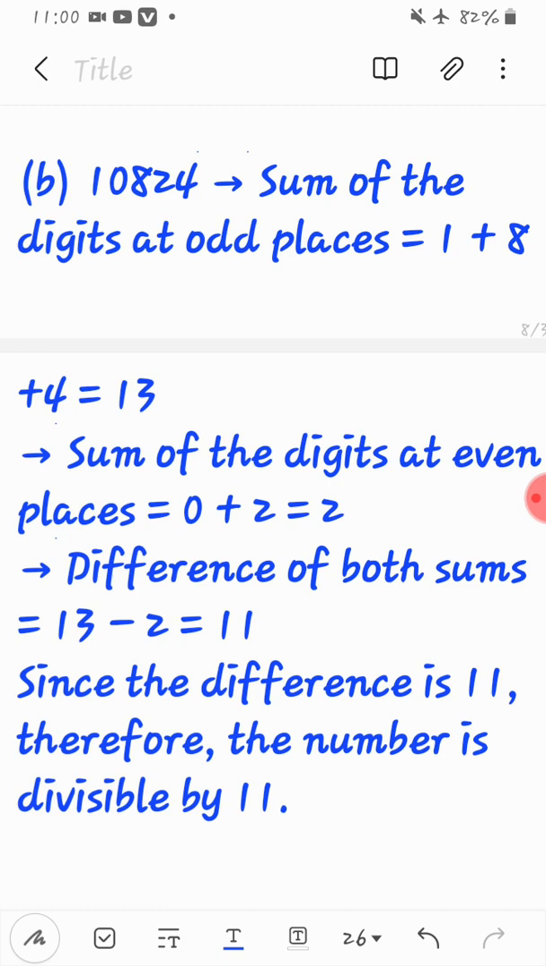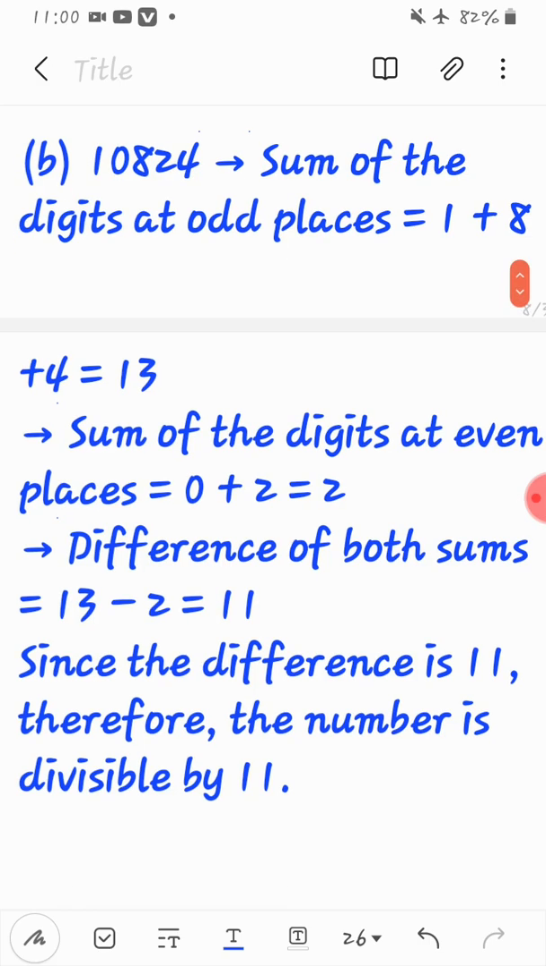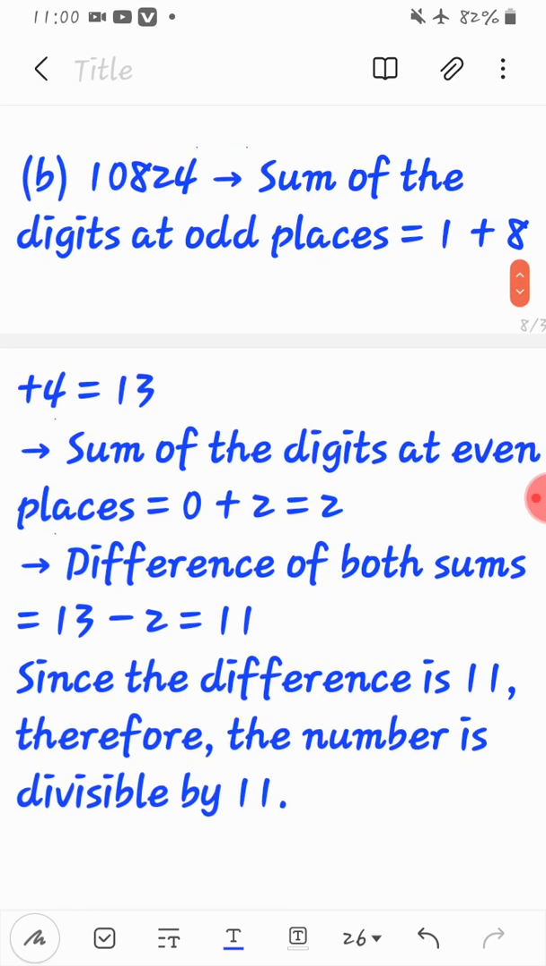Same way, we have to find the sum of the digits at the even places. Second, 0 is there. Fourth, 2 is there. So 0 and 2 we are adding, and we are getting 2. So after subtracting 2 from 13, the difference of both sums, 13 minus 2, we are getting 11. Since the difference is 11, which is divisible by 11, that means 10,824 is divisible by 11.